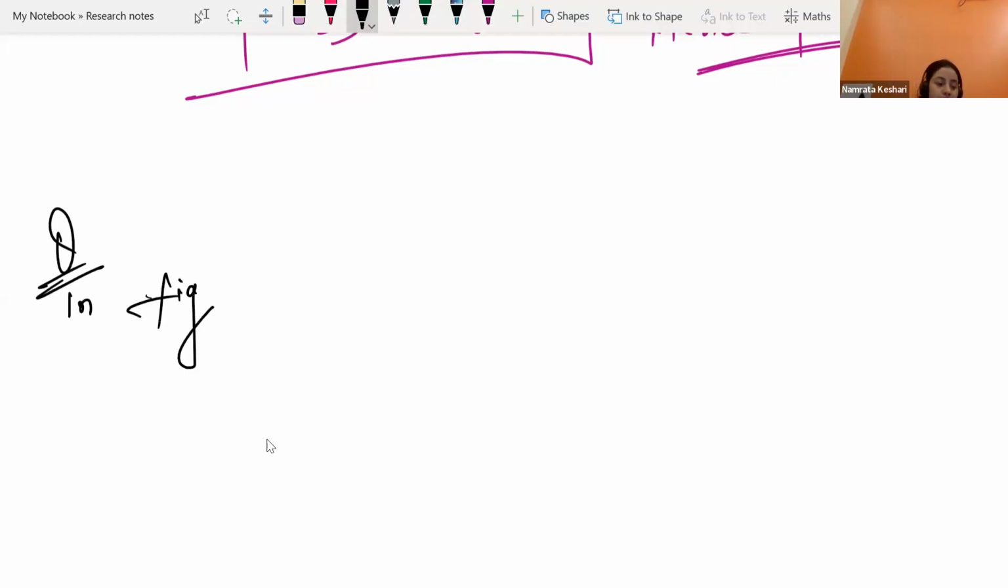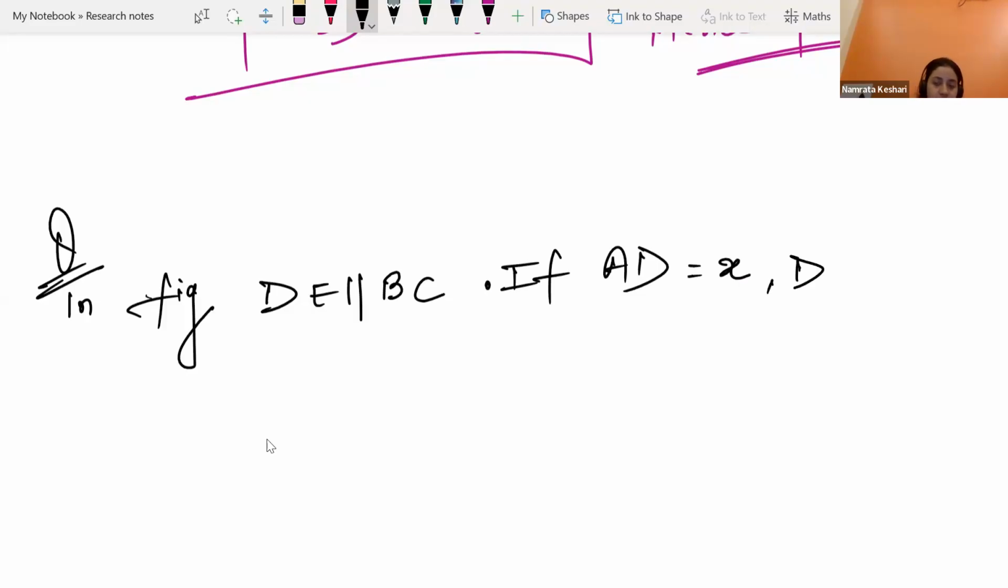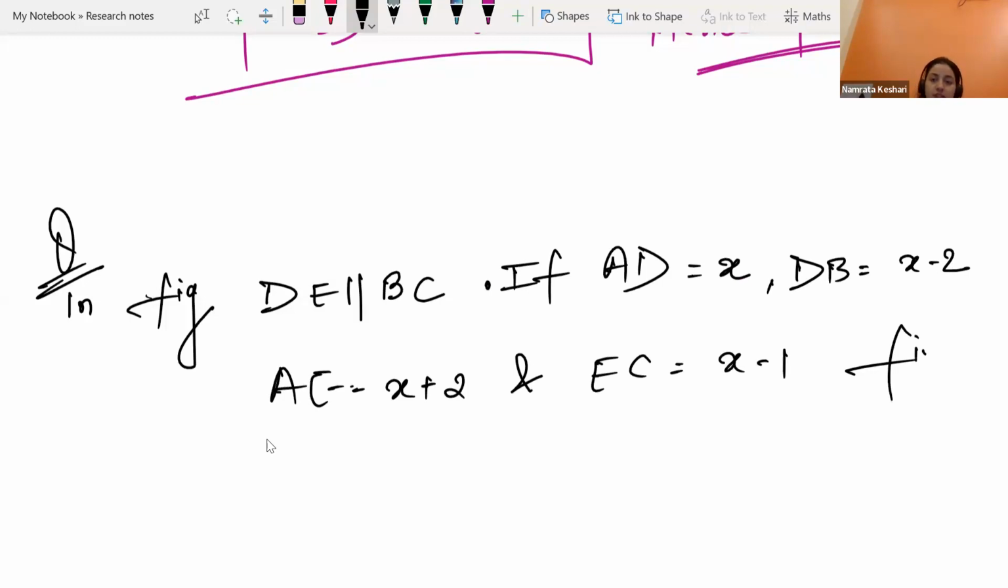In the figure, we'll be solving a question from our book. And first, I'm giving you a basic question and tell me how to go. If AD is equal to x and DB is equal to x minus 2, AE is equal to x plus 2, and EC is equal to x minus 1, find the value of x.